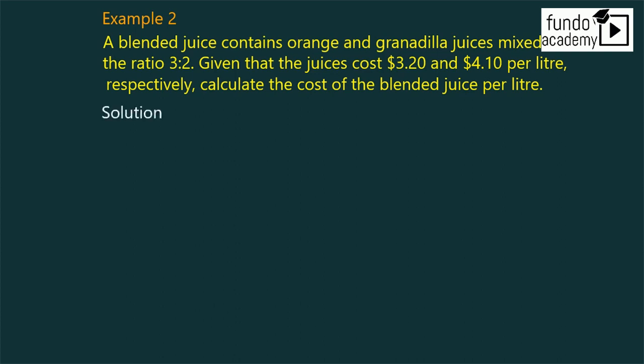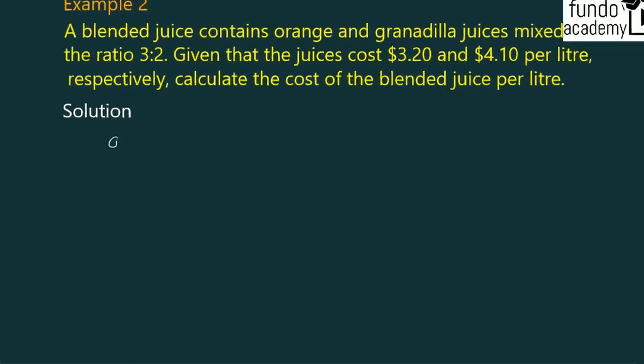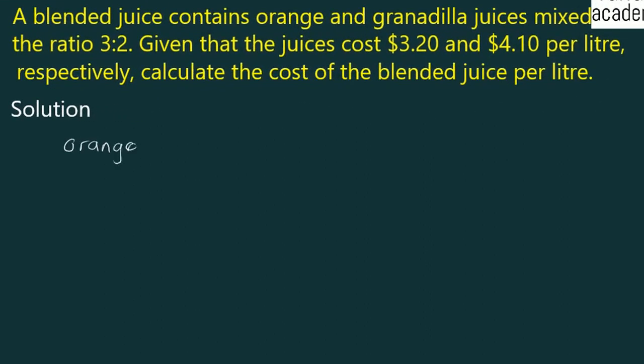So we're moving on to the solution. I want you to pause this video and start working on it if you want to first do it yourself before you check out my solution. I'm gonna give you 4 minutes to work this one out, starting from now. Alright, so let's go on to the solution. We've got orange, we've got granadilla. These two juices are being mixed in the ratio 3:2 to form a blended juice.